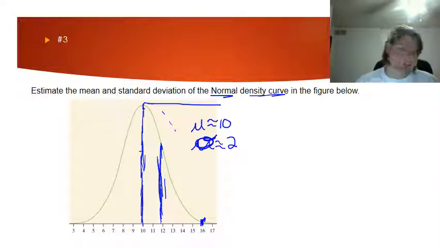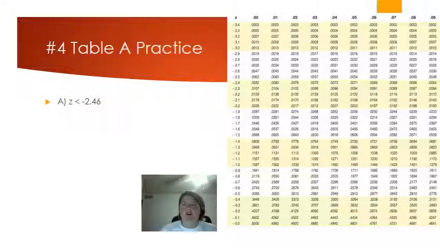All right, so now let's practice using the tables. These tables are in the back of your book. They also are going to be on a handout that we're going to be able to use on the test and also on our homework. So you want to be familiar with these. What this table A does is it allows us to find the value of z-scores without using our calculator. This is the old school way.